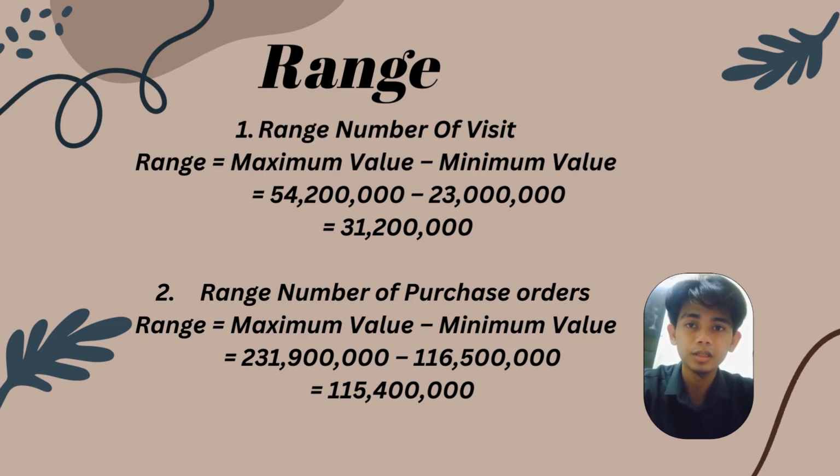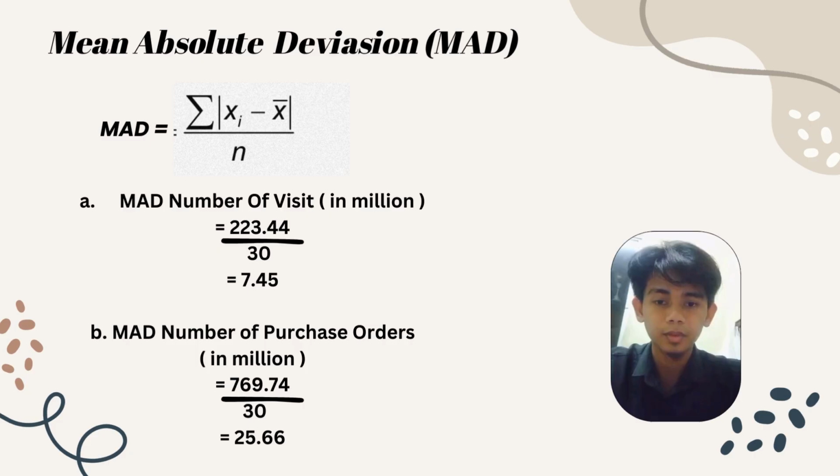The first is range. We get the range of number of visits and the range of number of purchase orders by taking the maximum value minus the minimum value from the data. The range of number of visits we get is 31,200,000 and the range of number of purchase orders is 115,400,000. We can conclude the range of number of purchase orders is higher than number of visits.